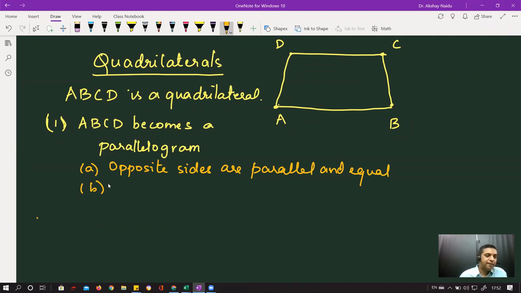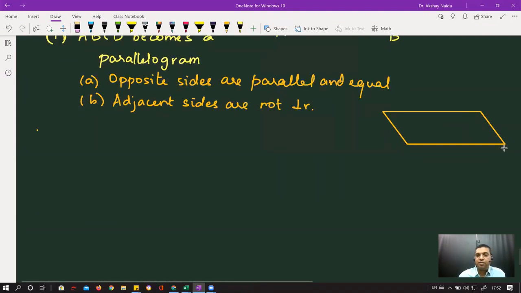What are the other things in a parallelogram? Opposite sides are parallel and equal, and adjacent sides are not perpendicular. Adjacent sides are not perpendicular. Okay, there's a parallelogram here.